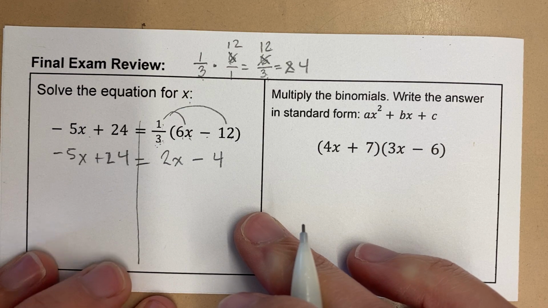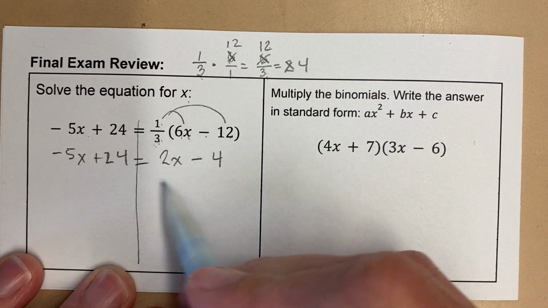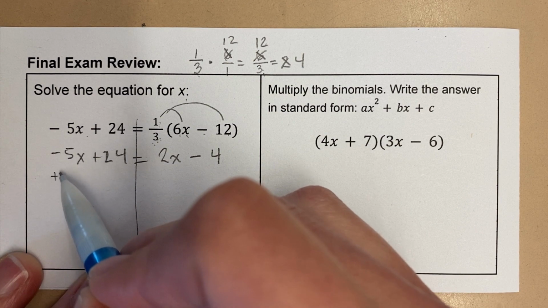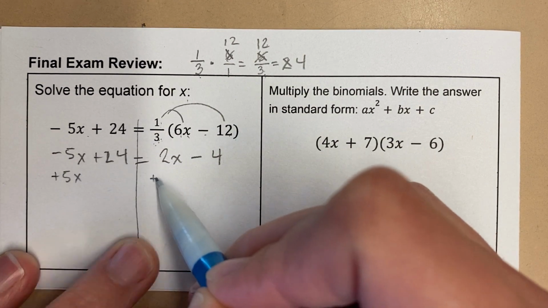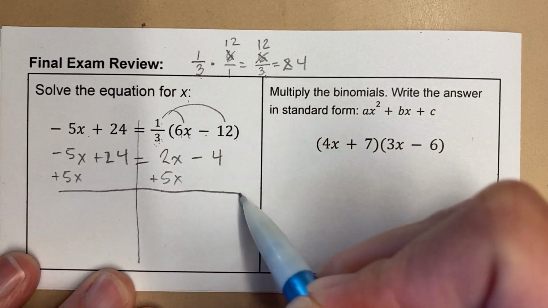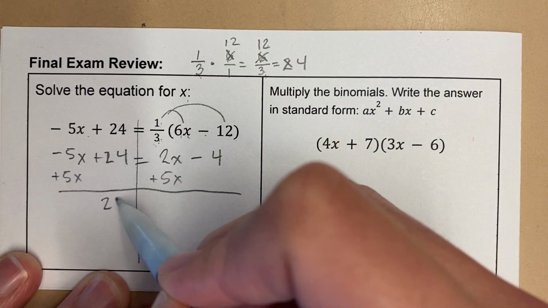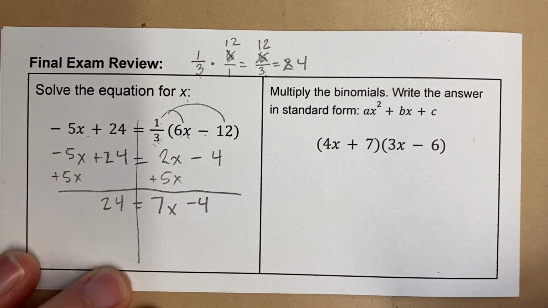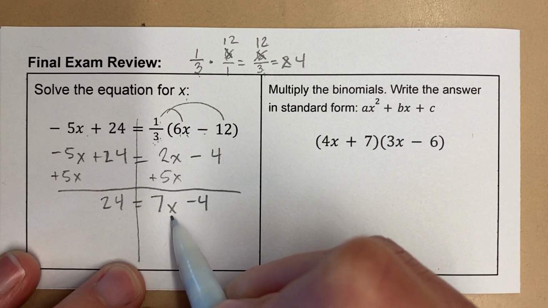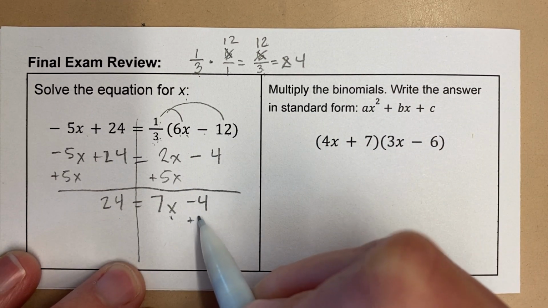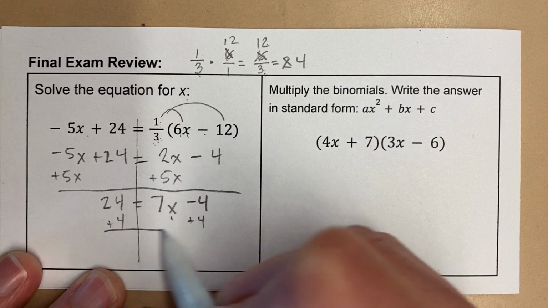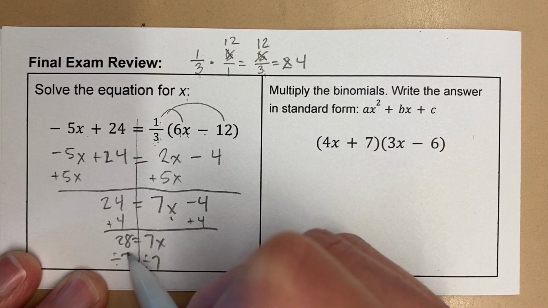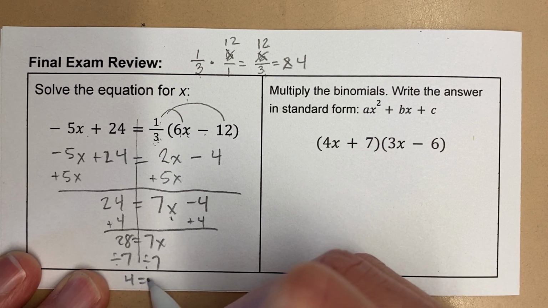Now I have x's on both sides. I could subtract 2x here. That'd be totally correct. Because this is negative, I'm just going to go ahead and add 5x because it's easier for me if my x's are positive. But you could have subtracted 2x. That's totally fine. In fact, you can still do that right now if you want to be a rebel. Okay. Now I need x by itself. Here's x. So let's add 4 to both sides first, and then divide by 7. And I get 4 equals x.